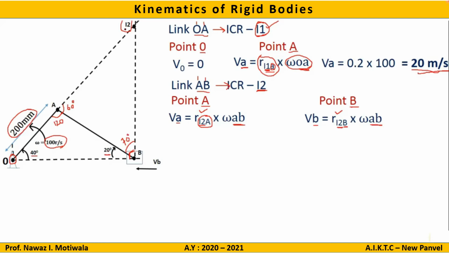Now in this triangle I2AB, if this is 60 and this is 70, what will be this angle? Yes, you guessed it correctly. It is 50 degrees, because the sum of all angles of the triangle should be 180. So 60 plus 70 is 130, and 50 gives me the answer of 180.